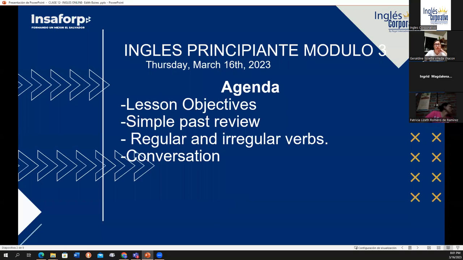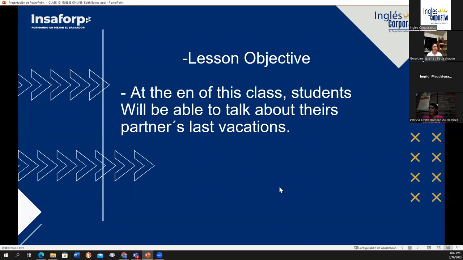Okay, the agenda for today: we have the lesson objectives. We have the simple past review. Then we have regular and irregular verbs review again. Because that is a topic for this unit this week, we're going to make a review about that topic. And remember, we're going to check the dialogue that you have been working on. The main objective is that at the end of this class, you will be able to talk about your partner's last vacations. That is the main purpose of this class.